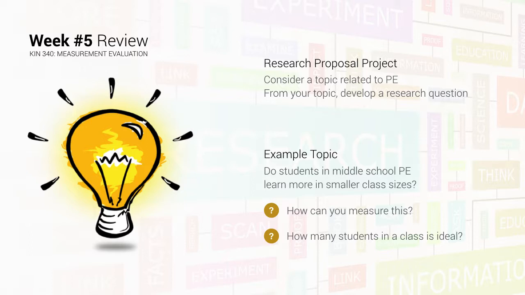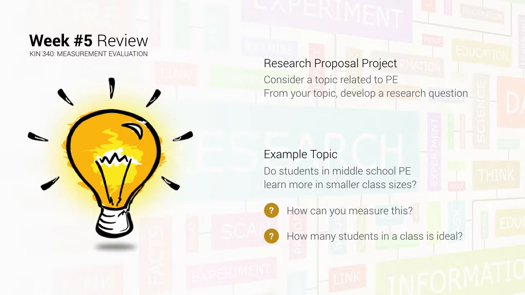But of course, there are a couple of things that need to be considered. How are you going to measure what you consider learning? So how do you know that students are going to learn more one way or another? And then how many students is ideal? What is the ideal class size that you think students will learn better? But this does give you an example as to how to develop a topic of interest into a research question.